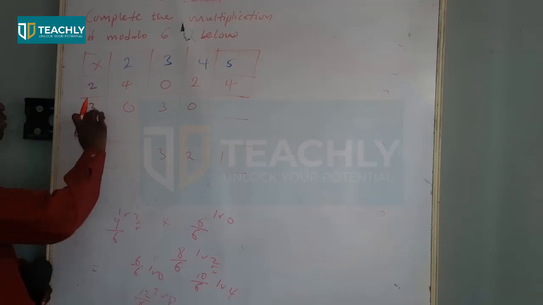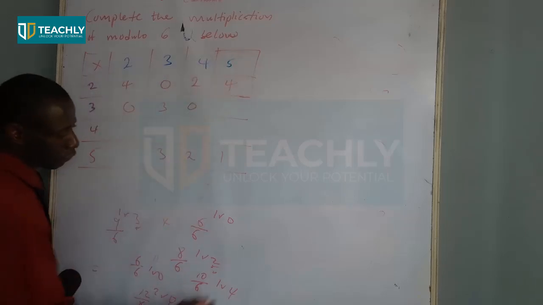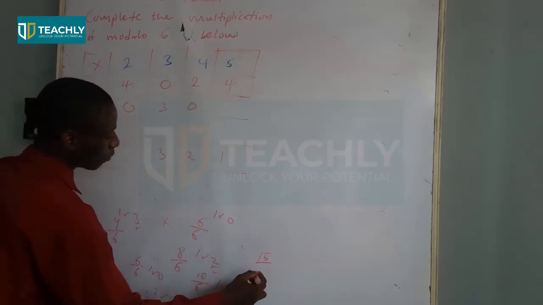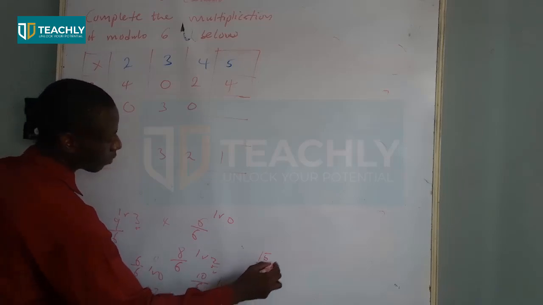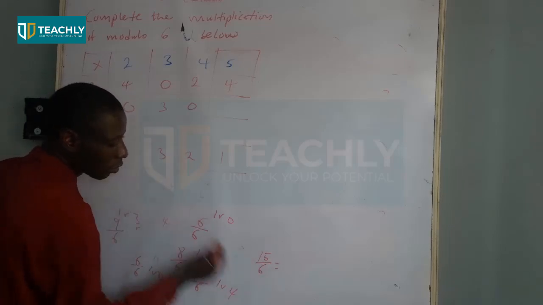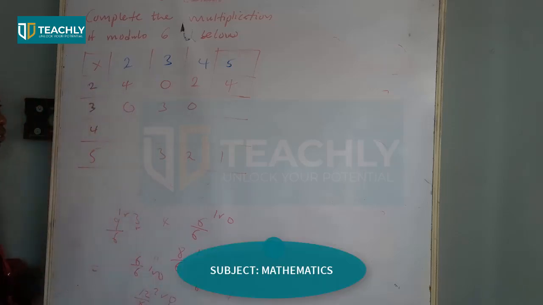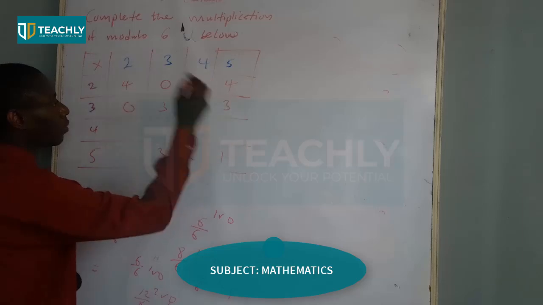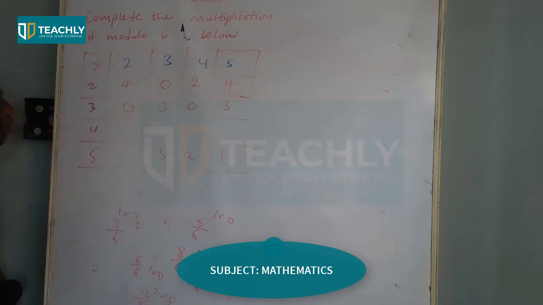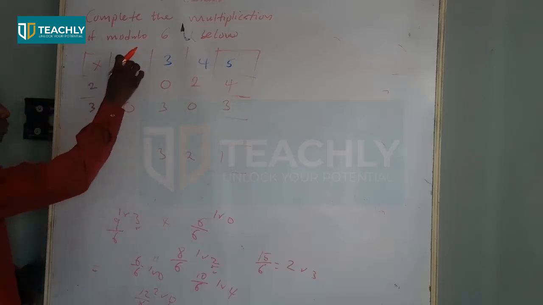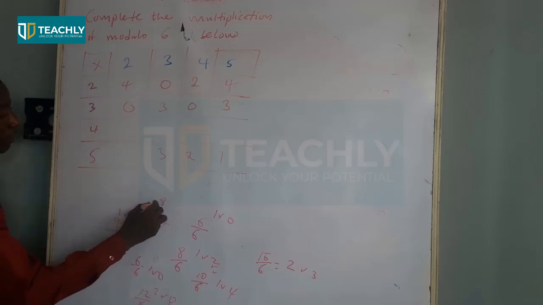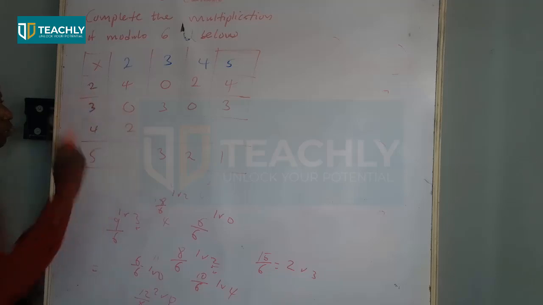Okay, the next one here, 3 times 5, we have 15. 15 divided by 6, you have 2 remainder 3. So you are going to put 3 here. Okay, 4 times 2, 8. Divide by 6, that is 1 remainder 2. You are going to have 2 here.